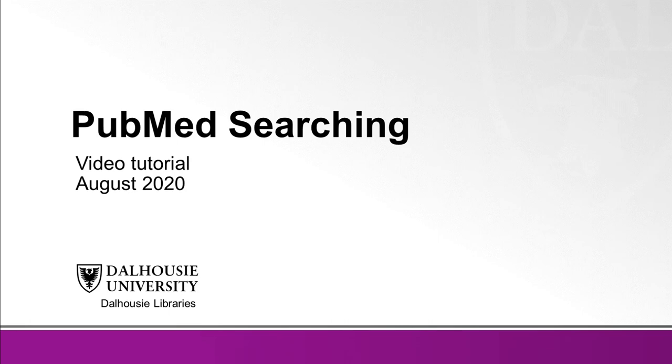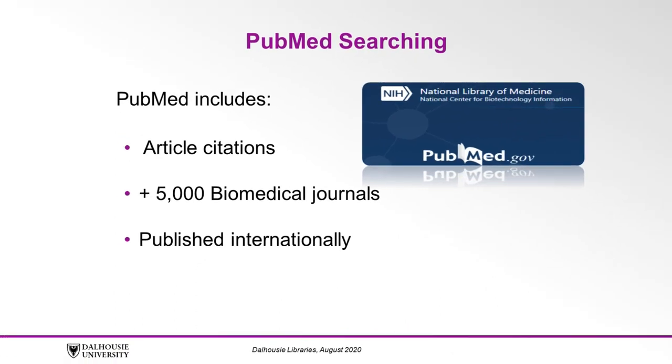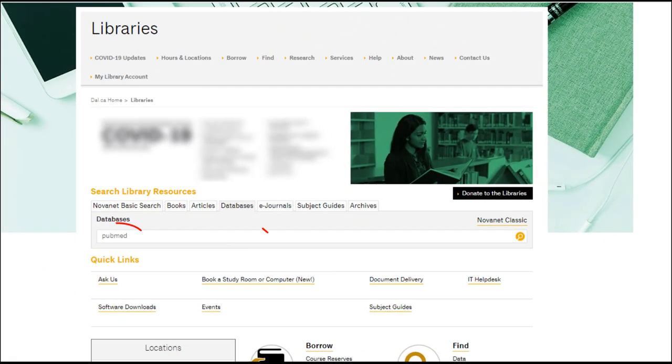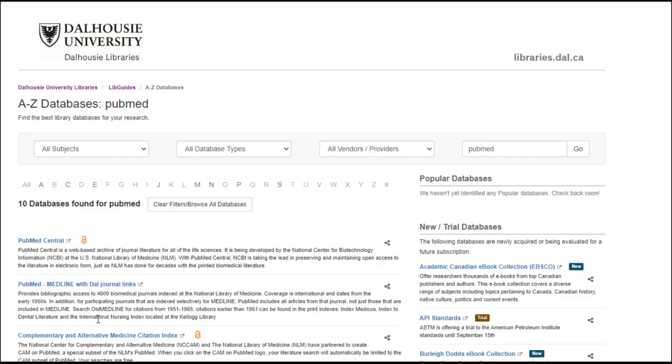This video will cover various ways to search PubMed. PubMed includes article citations from over 5,000 biomedical journals published across the world. Dalhousie users should use the Dal Library's customized version of PubMed, accessible through the library homepage. Only through this version will you find Dal links for the full text articles.